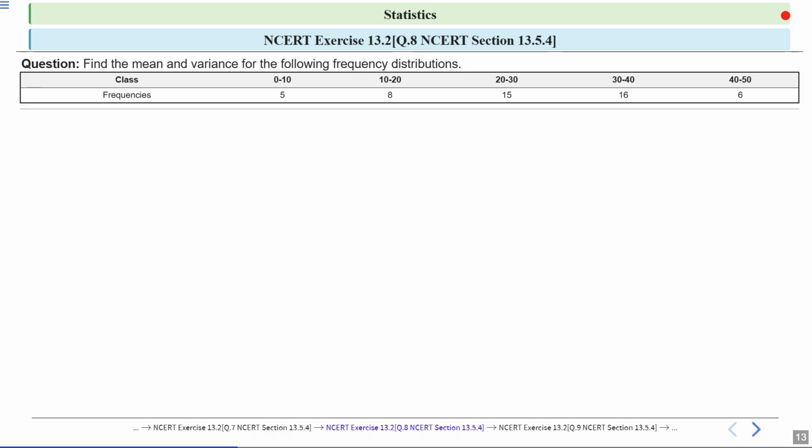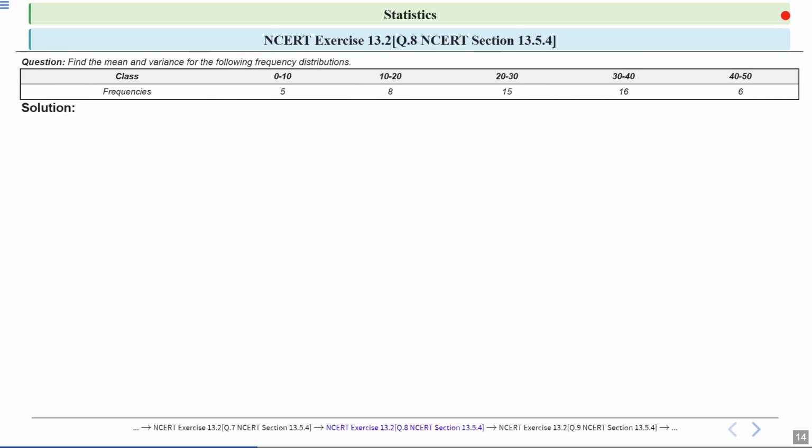So what we have to do in question number 8, first look at that. We have to find the mean and variance for the following frequency distributions. The table shows in the first row classes like 0 to 10, 10 to 20, 20 to 30 and so on, and the second row shows frequencies like 5, 8, 15, 16 and 6. So first of all, try it yourself. How would you approach this question, and then see the solution.